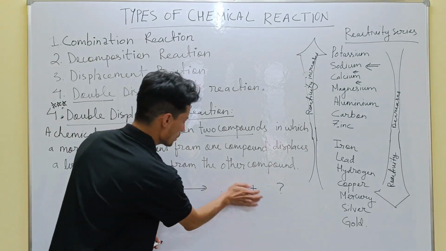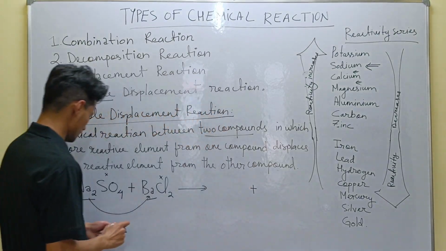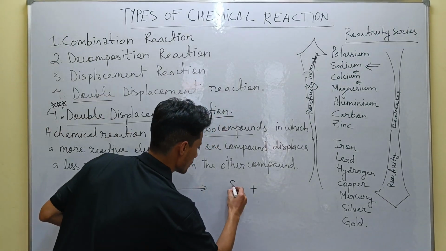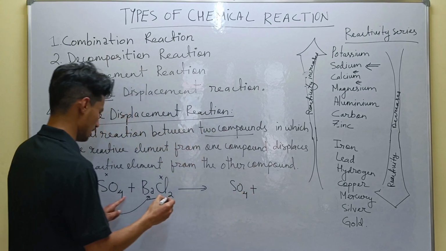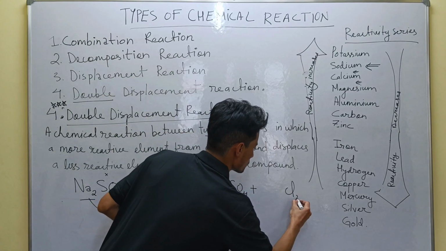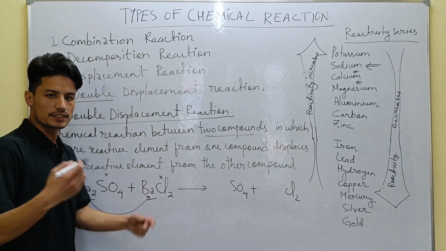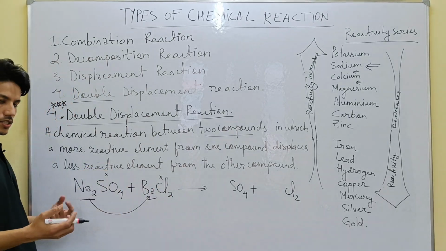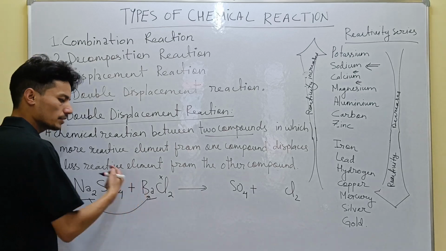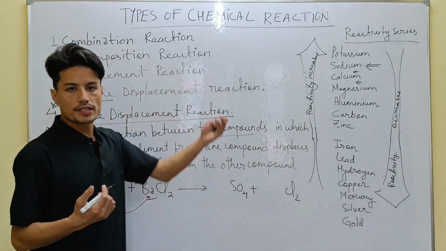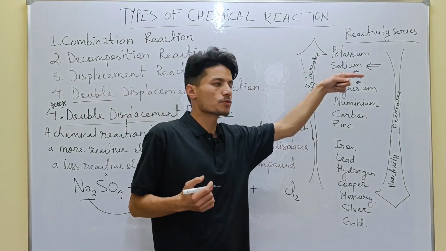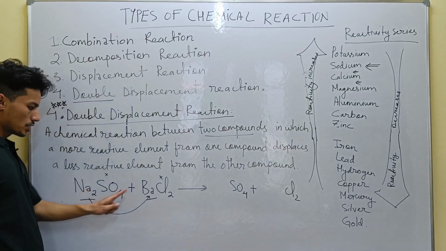So the ones which are not affected, we will write them first. We can write SO4 first here. Cl2 is also there. I'm writing them first because they are not affected. They don't move. Displacement reaction will take place between metal and metal only. It's between who is more reactive and who is less reactive. So sodium is more reactive, so sodium will displace barium.